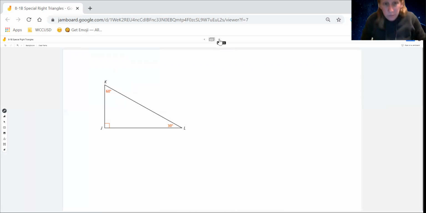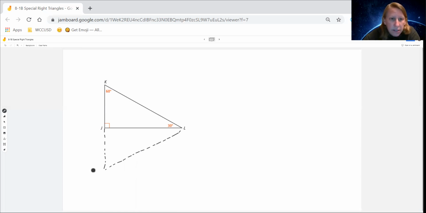That was 45, 45, 90. Okay, this is a 30, 60, 90. And you really need to see that a 30, 60, 90 is half of what? Okay, if I reflect this over the x-axis, I would have the rest of this beautiful equilateral triangle. You see it? If I reflect this, this is going to be K prime down here. It's so pretty. K prime.